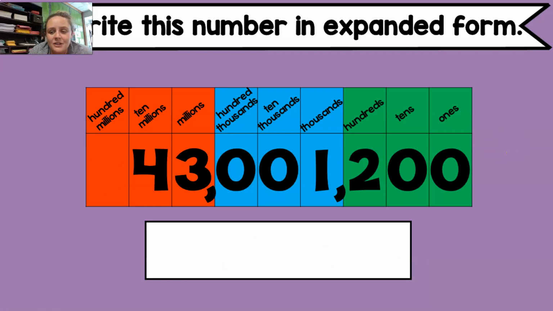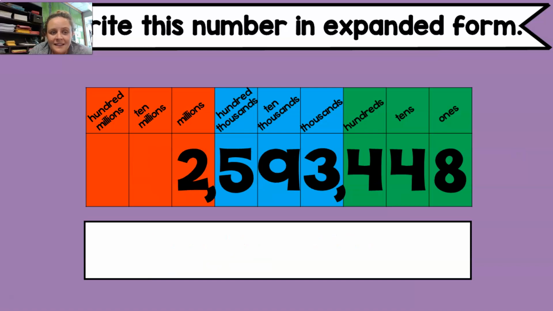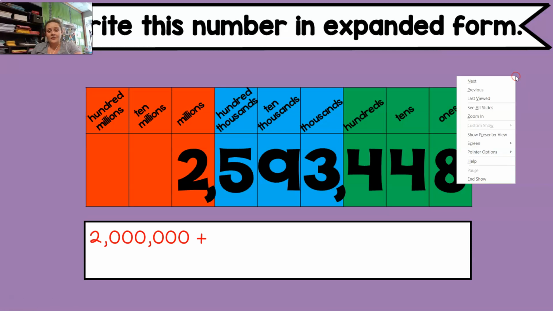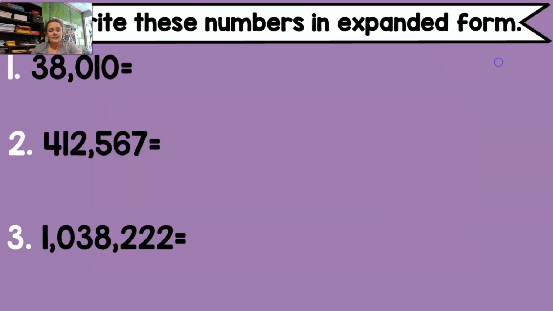Pause the video. Give this one a shot. Compare your work to this to see how you did. Go ahead and try this one. Write it out in expanded form. Whew, you have improved a lot since 3rd grade, doing your millions now. Welcome back. 2 million plus 500,000 plus 90,000 plus 3,000 plus 400 plus 40 plus 8.